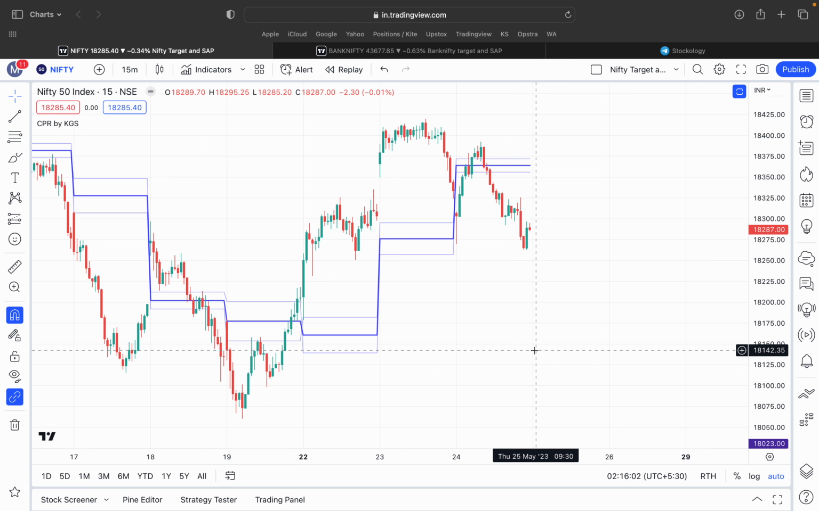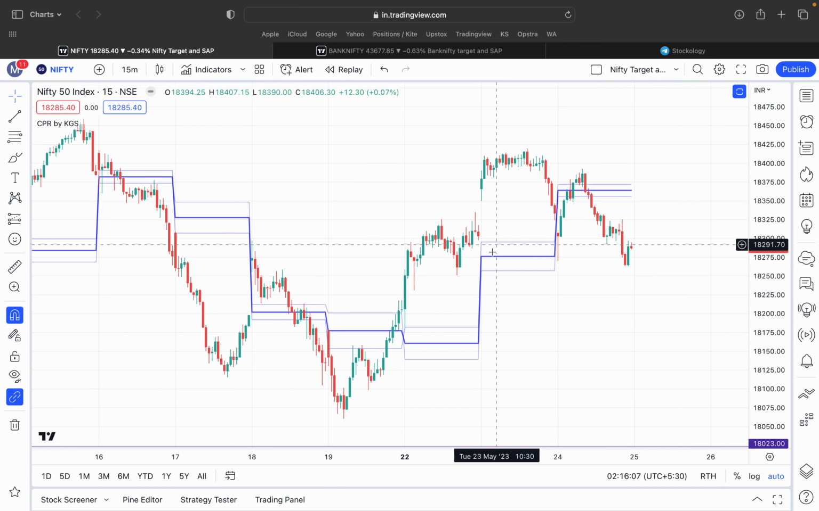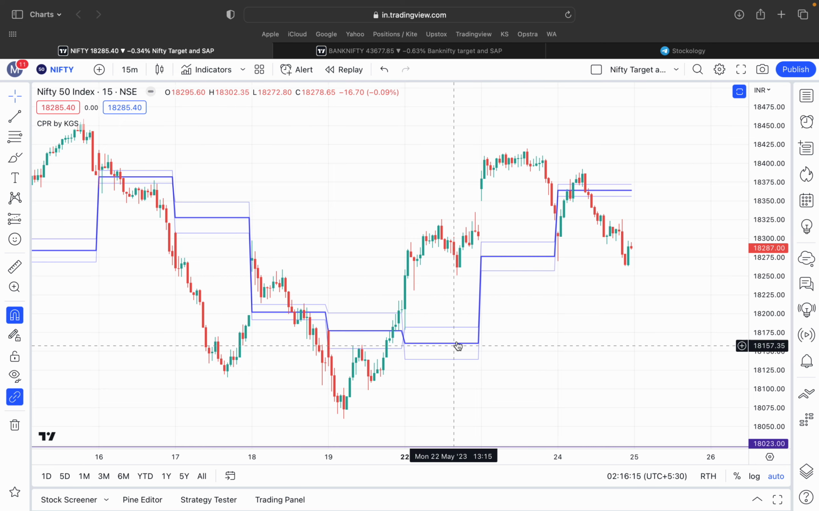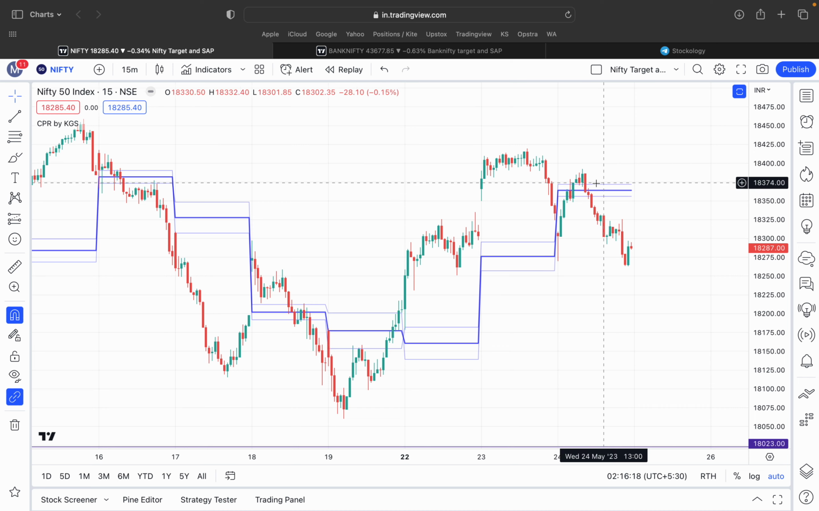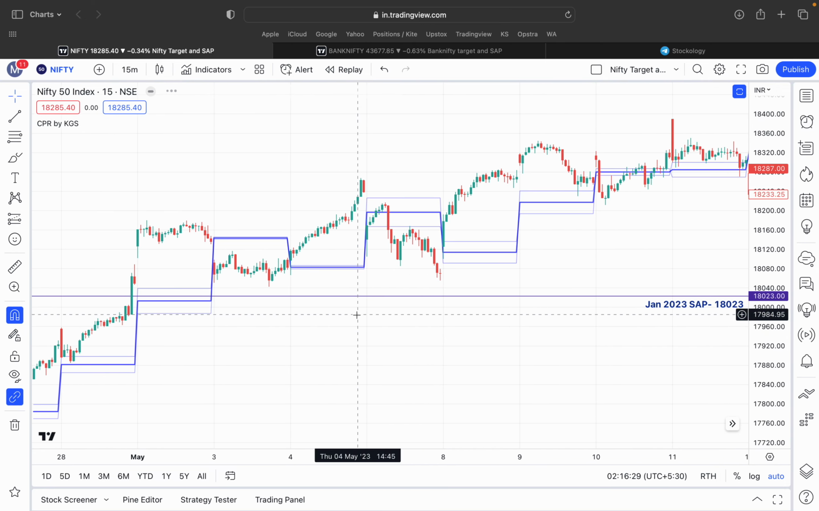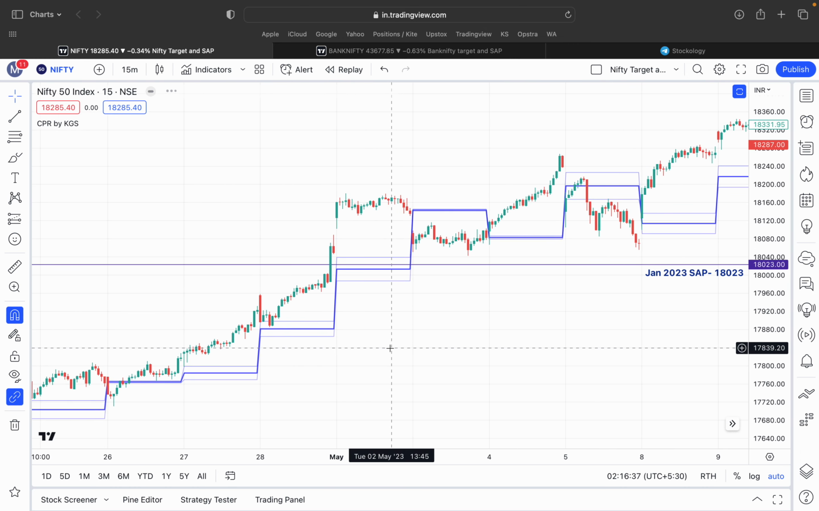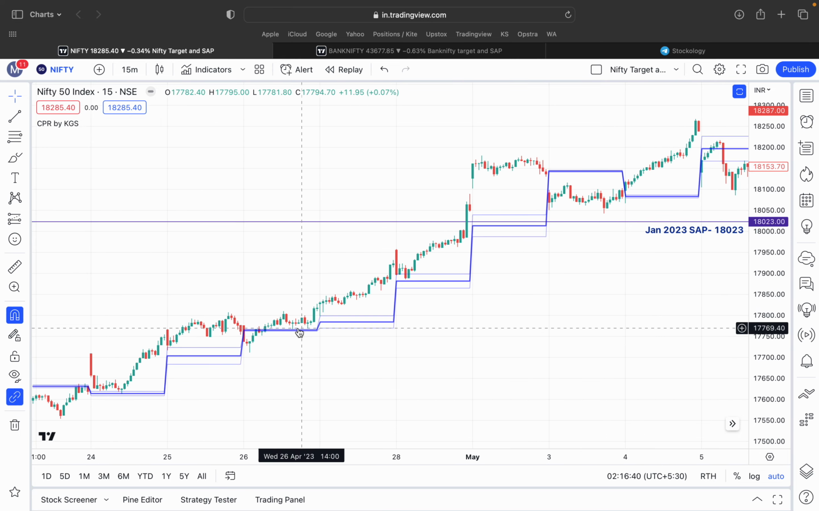Now coming to the second use of it, that is narrow CPR or wide CPR. Now here you see there is a big gap between TC, BC and pivot. This is called a wide CPR, or even this is a wide CPR. This is kind of an average CPR. This is narrower than this, but not extremely narrow, so this is an average CPR. Now let us find out where we see an extremely narrow CPR. So yes, this is absolutely narrow CPR. Okay. So what is the significance of it? Even here, this is a very narrow CPR.